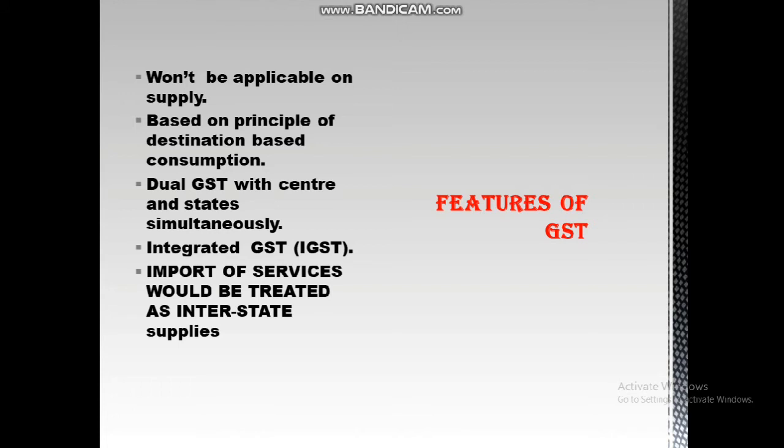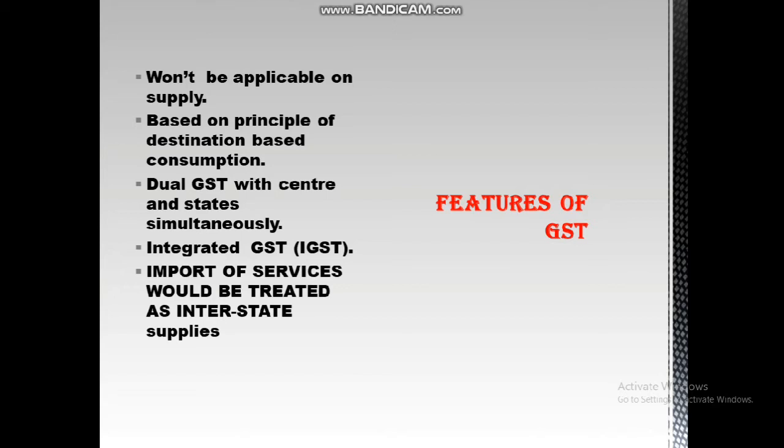The key features of GST: the GST would be applicable on supply, the supply of goods or services, as against the present concept of tax on the manufacture of goods or on sale of goods or on provision of services. GST would be based on the principle of destination-based consumption taxation as against the present principle of origin-based taxation. It would be a dual GST with the Centre and the States simultaneously levying it on a common base.